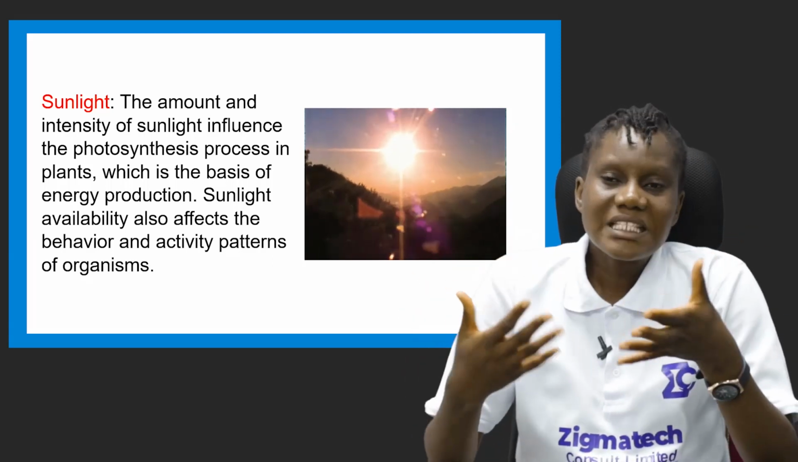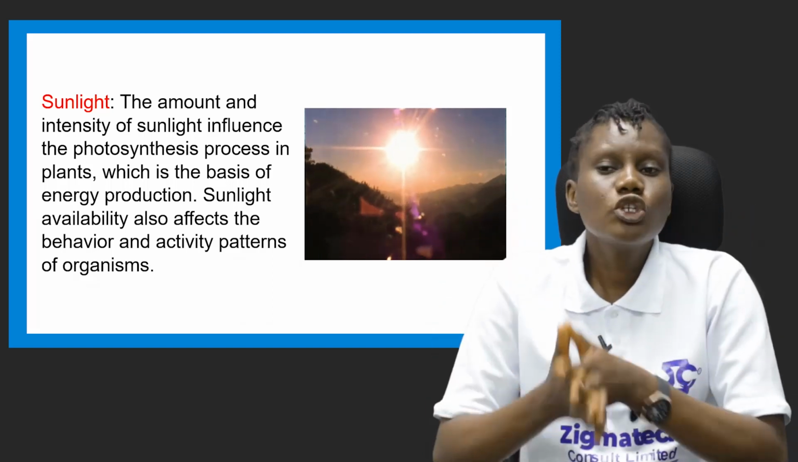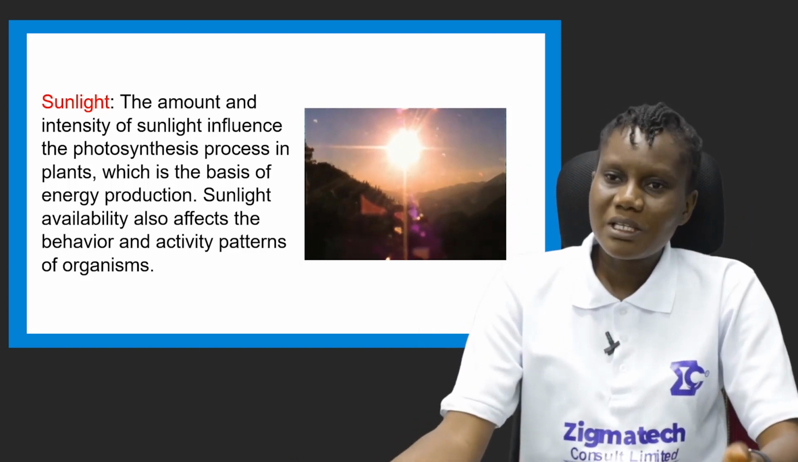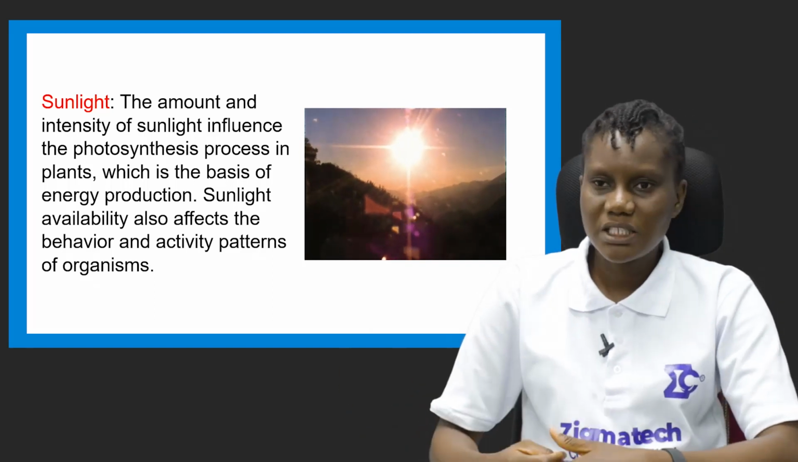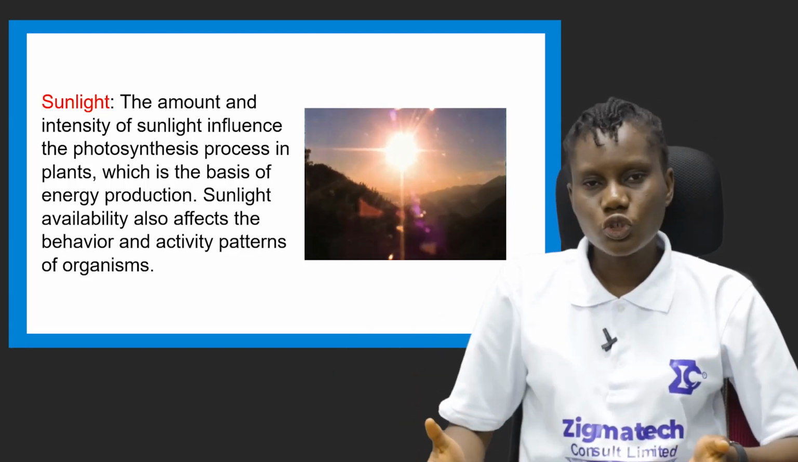And if they are not eating, if they are not feeding, if they are not producing their food, they are going to die. The amount and intensity of sunlight influence the photosynthesis process in plants, which is the basis of energy production.